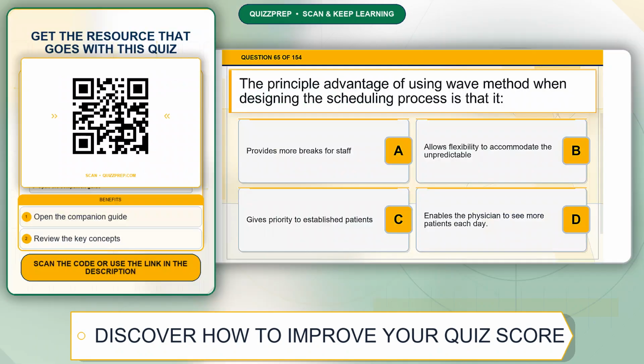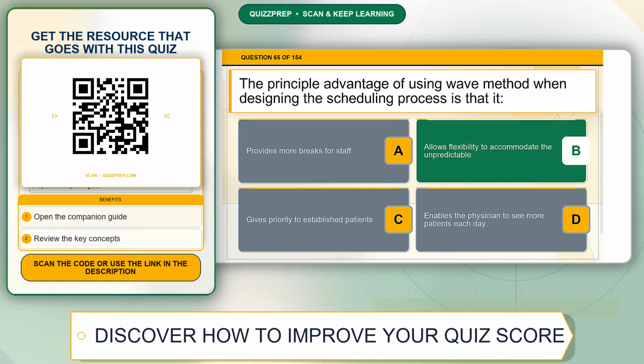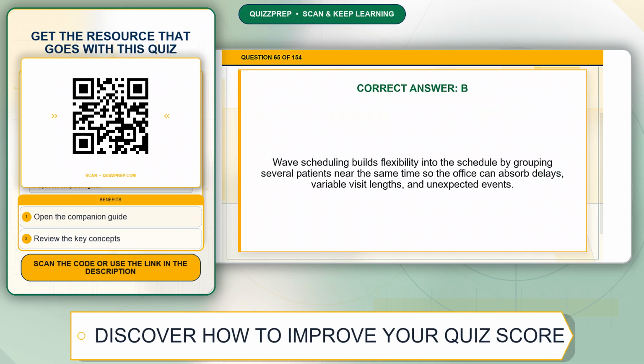Question 65. The principal advantage of using wave method when designing the scheduling process is that it, option A, provides more breaks for staff. Option B, allows flexibility to accommodate the unpredictable. Option C, gives priority to established patients. Option D, enables the physician to see more patients each day. The correct answer is option B, allows flexibility to accommodate the unpredictable. Explanation. Wave scheduling builds flexibility into the schedule by grouping several patients near the same time so the office can absorb delays, variable visit lengths, and unexpected events.